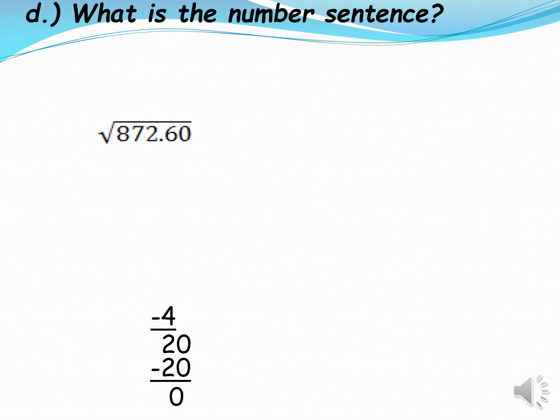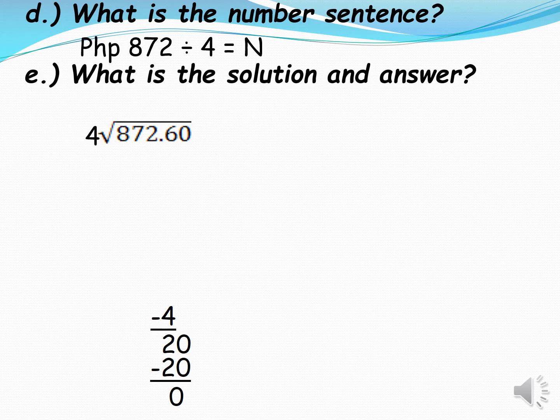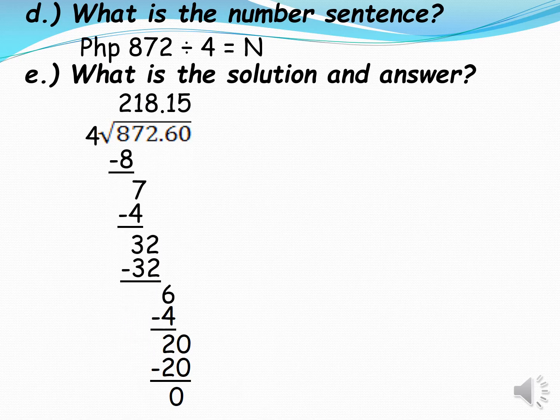What is the number sentence? We have 872 pesos and 60 centavos divided by 4 equal to n. So what is the solution and answer? So we have 872 pesos and 60 centavos divided by 4. So 8 divided by 4 is equal to 2. 2 times 4 is equal to 8. 8 minus 8 is equal to 0.